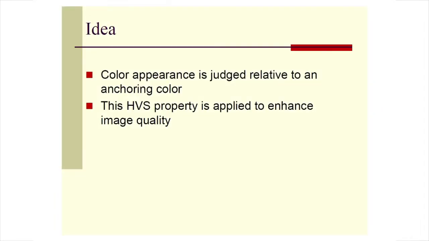Okay? So the main idea is what? Our main idea is that color appearance is just relative to an anchoring color. It's called anchoring theory in psychology. Okay? And this human visual system property has to be applied to enhance image quality. Okay? Because in this ubiquitous projection problem, I want the projector to project the right image, right? The color has to appear right. So all these different factors I went through have to be considered.